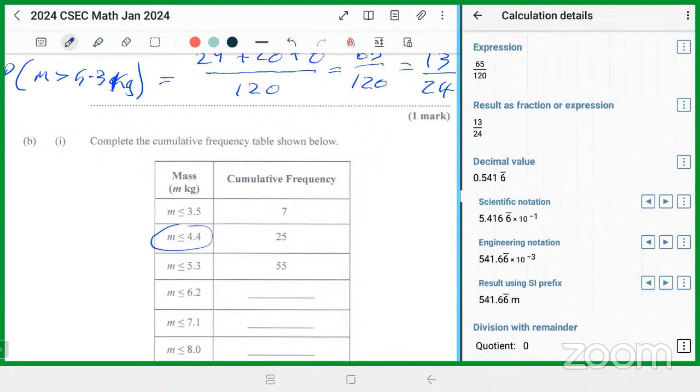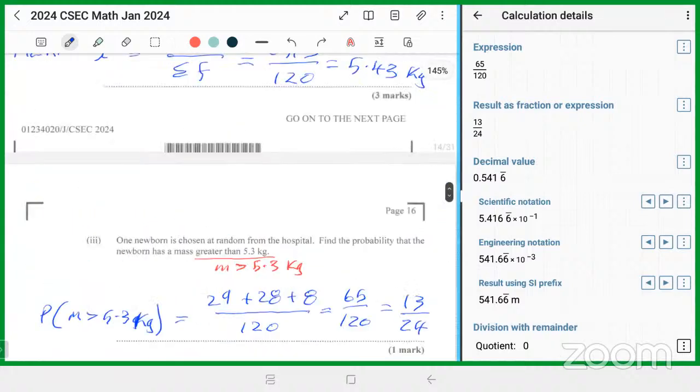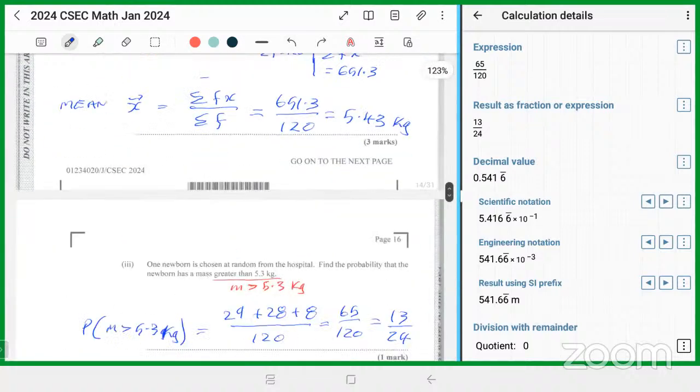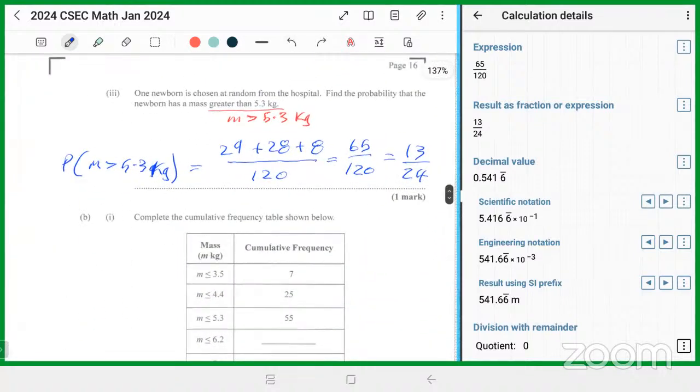Less than 4.4 was the 7 in the first group plus the second group. Right? The 7 plus the 18. All of these are less than 4.4, so it includes those. All right. So it's a way of counting your babies as you go from group to group. Remember, the cumulative frequency column is a counting column.